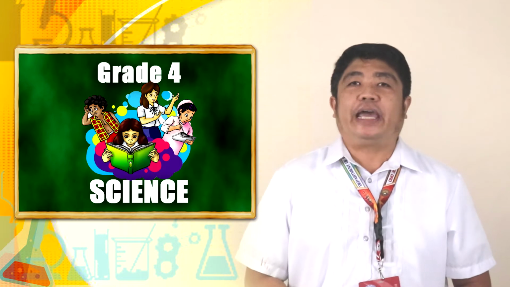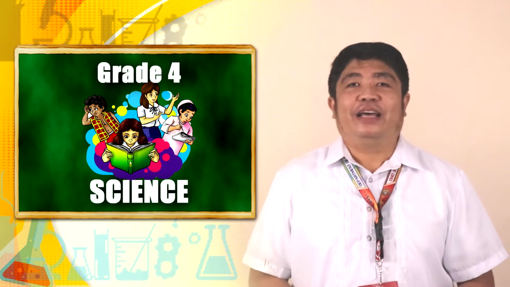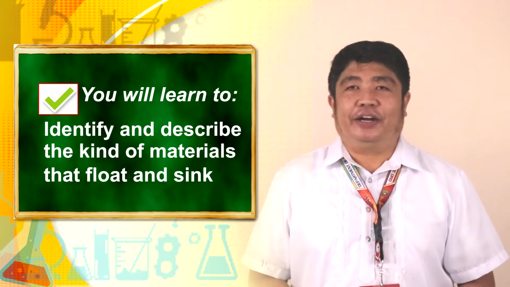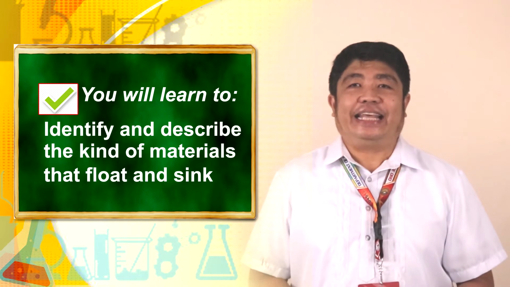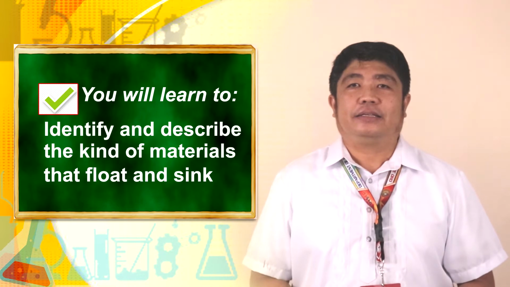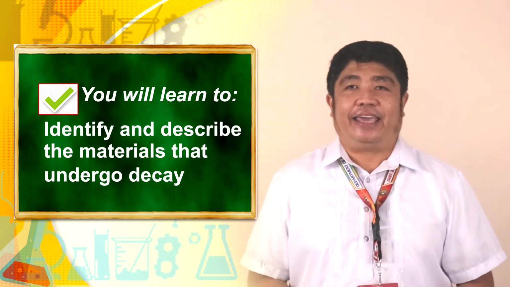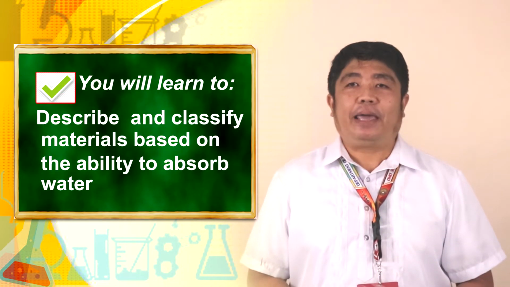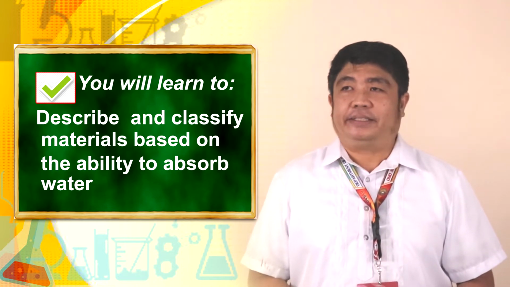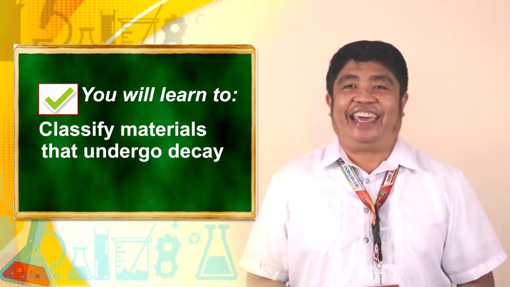For the guidance of our audience, this episode is for Grade 4 Science. Please be informed that after this session, you will learn to identify and describe the kind of materials that float and sink. Identify and describe the materials that undergo decay. Describe and classify materials based on the ability to absorb water. And classify the materials that undergo decay.